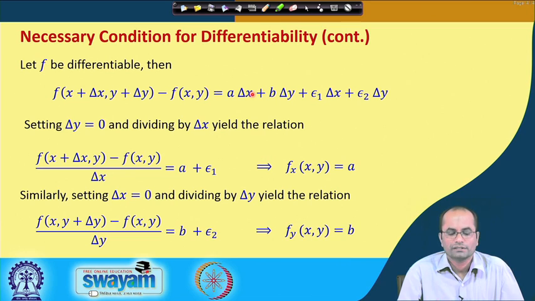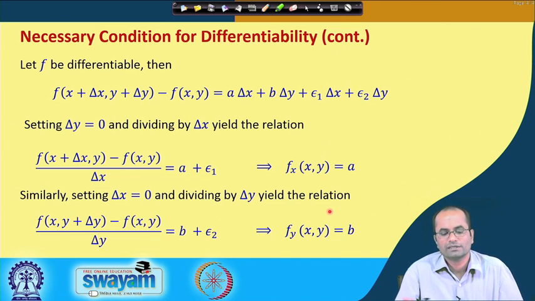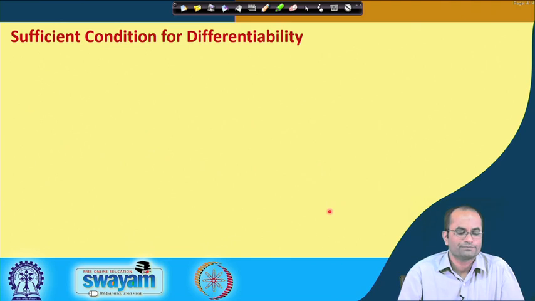But if the function is continuous and also the partial derivatives exist at the point (x, y) where we are talking about the differentiability, in that case we have to go for a further test, because these are only necessary conditions. Based on these two conditions, we cannot say whether the function is differentiable or not, because these are the necessary conditions for differentiability.